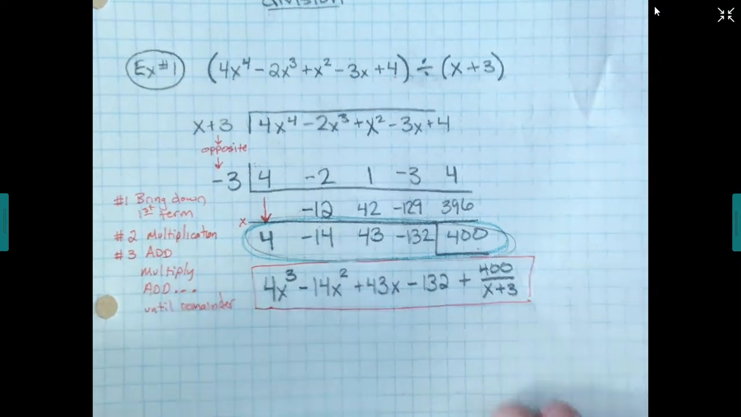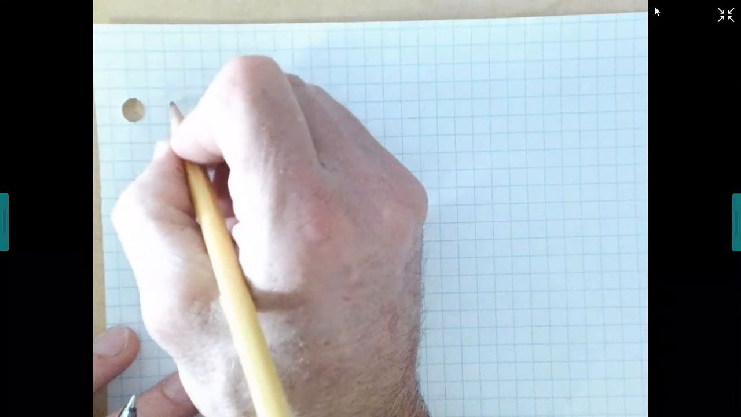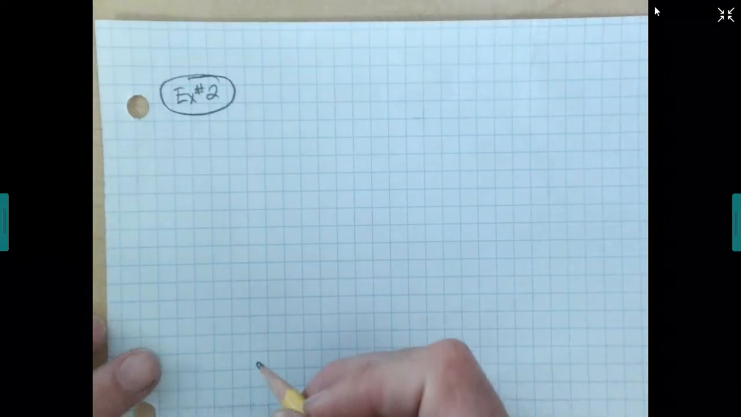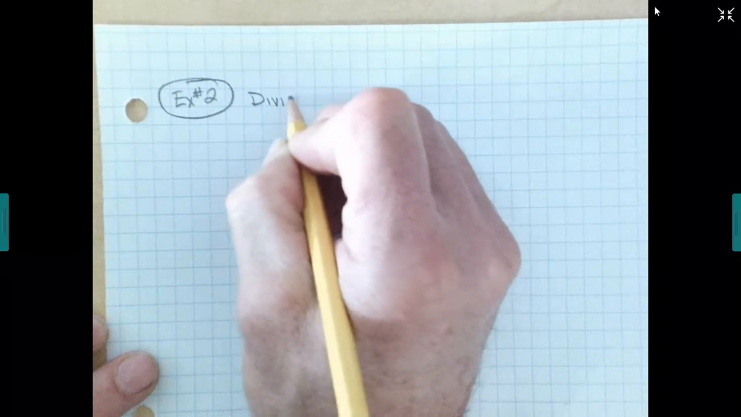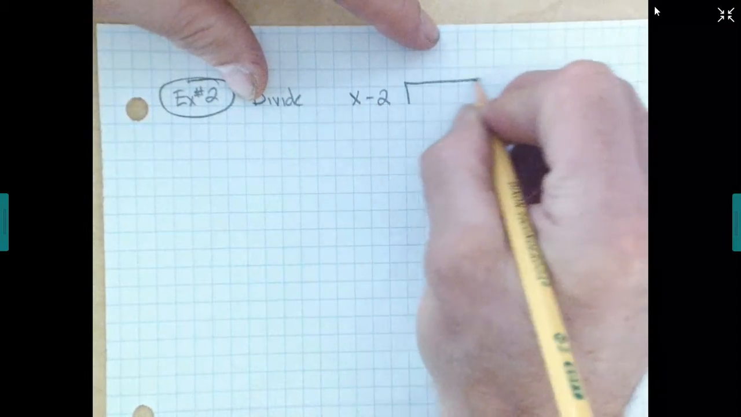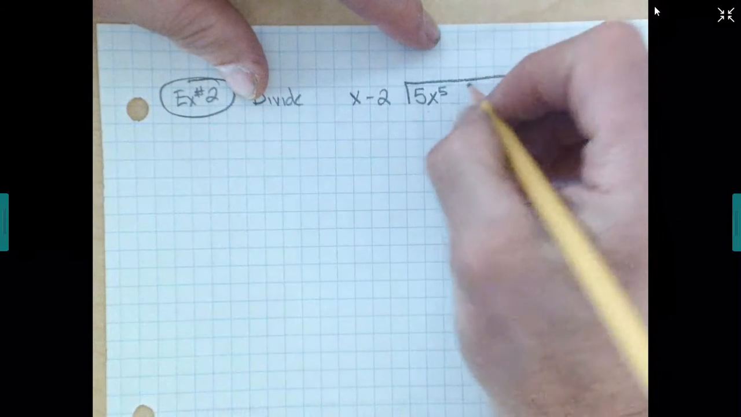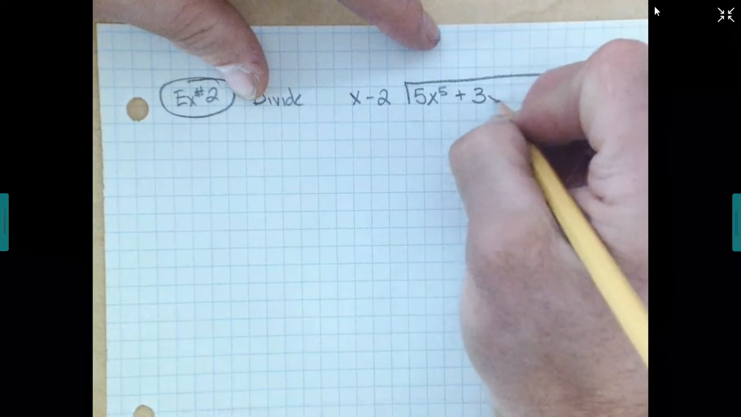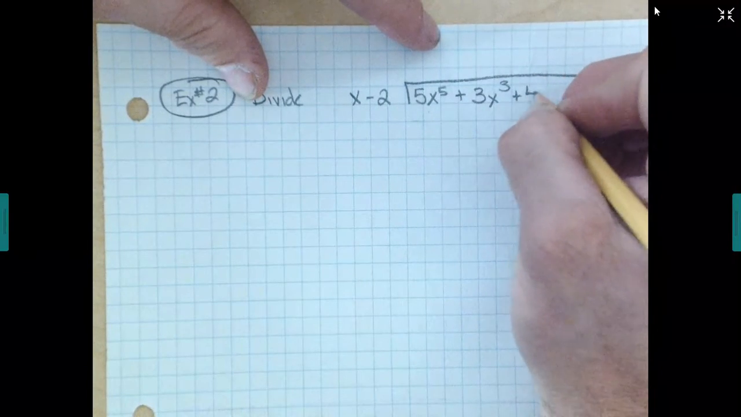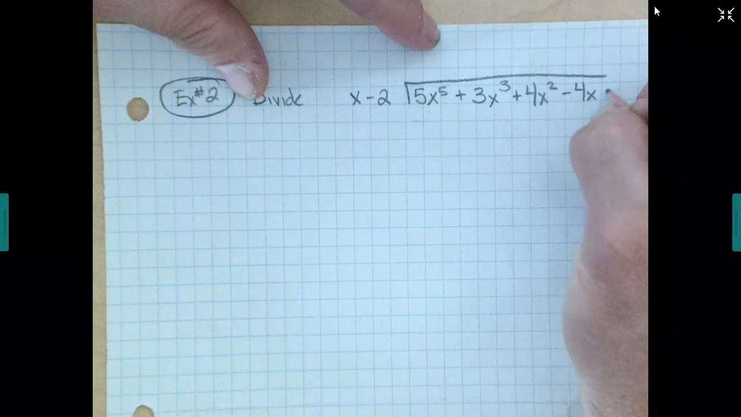Let's look at one more example. Let's look at this one. Example number 2. So divide x minus 2 into 5x to the fifth plus 3x to the third plus 4x squared minus 4x plus 1.